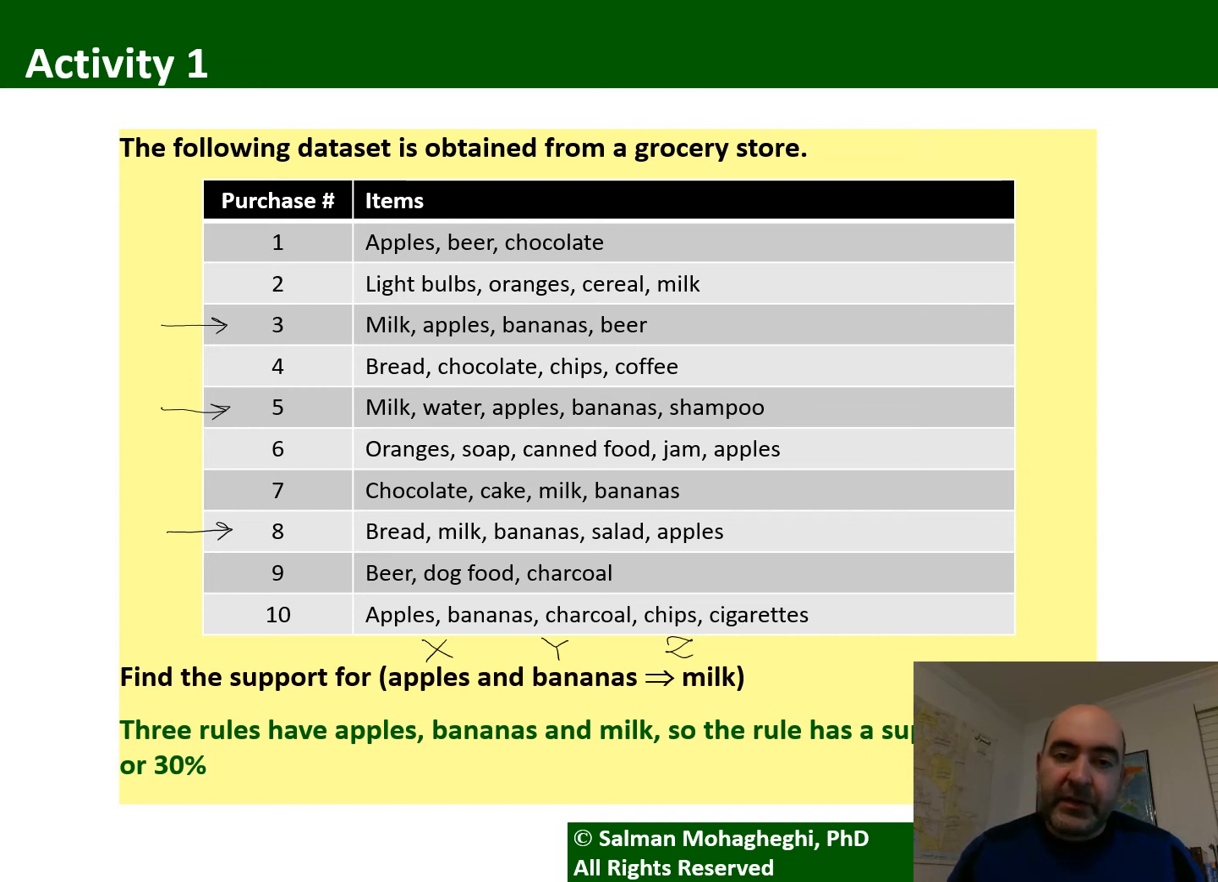Again, I'd like to emphasize, keep in mind that this rule indicates association. This is not causation. So this rule is not trying to assess whether people buy milk because they have bought apples and bananas. It has nothing to do with causation. It's just a matter of association.